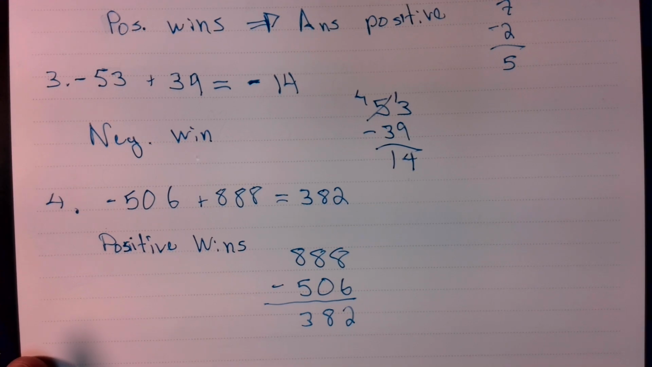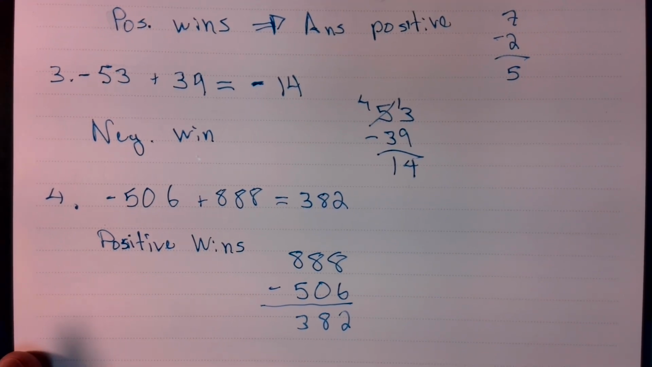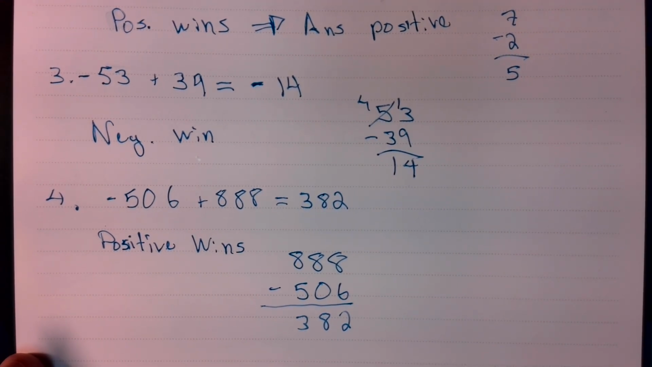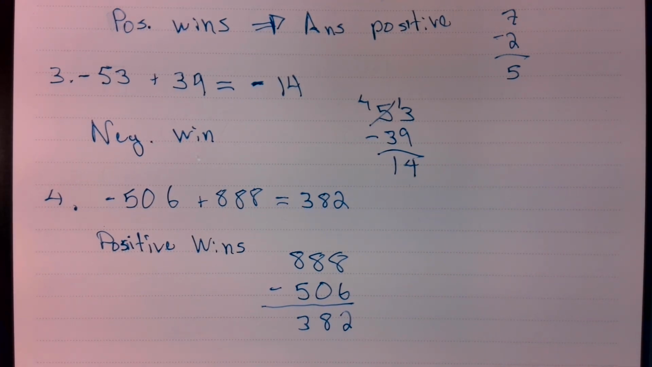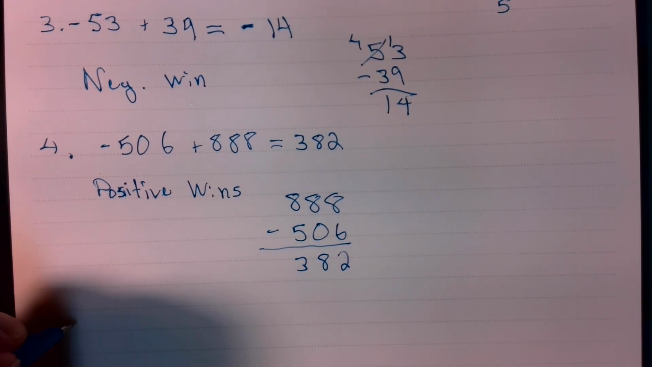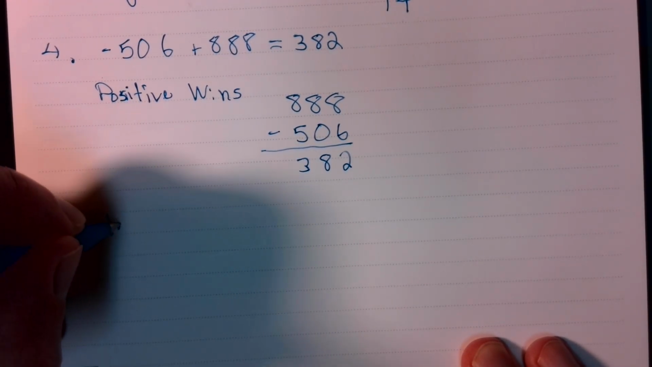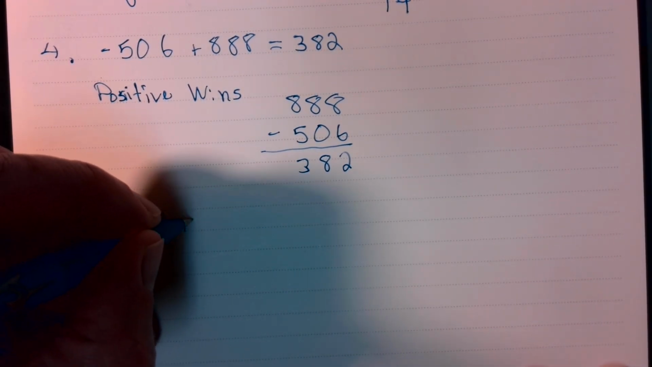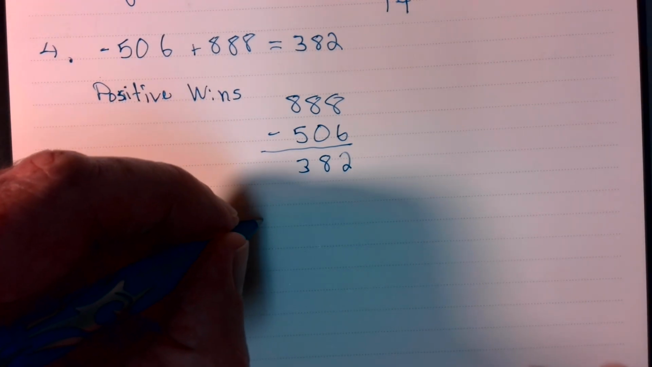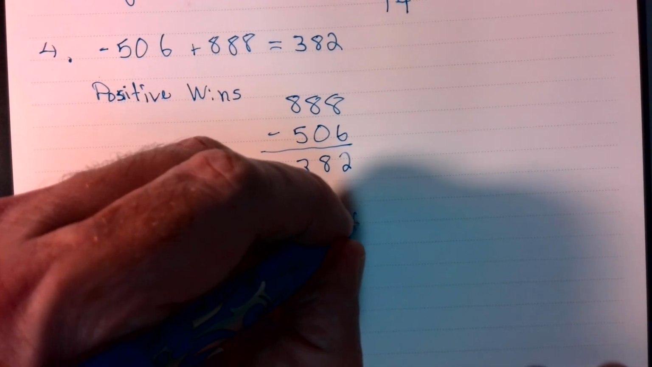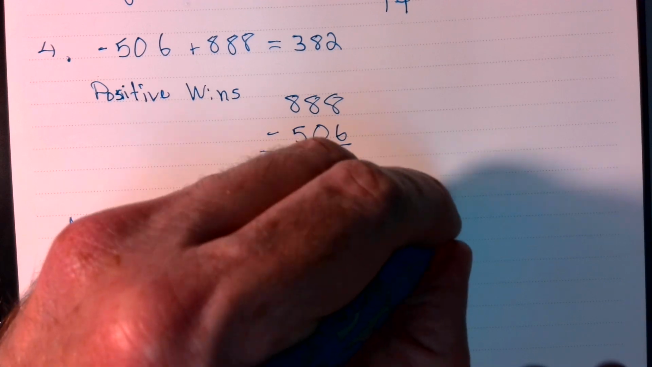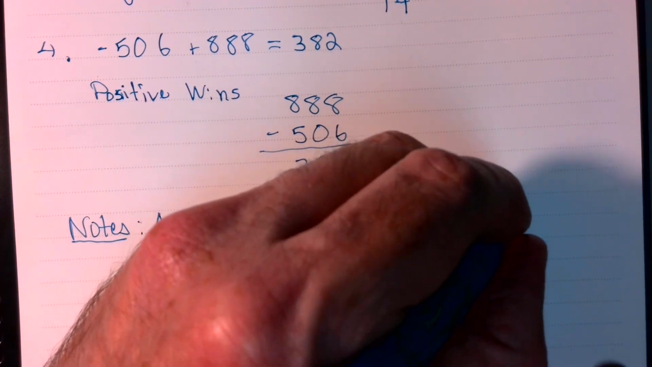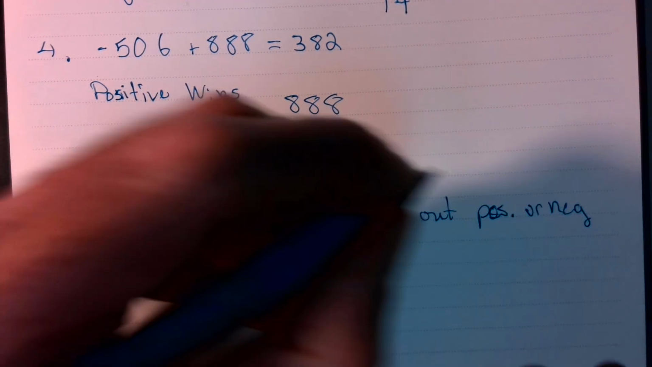Okay, so when you are adding numbers that have different signs, your answer could come out to be positive or it could come out to be negative. It depends on which of the numbers wins. Does the positive win or does the negative win? So we'll do some quick notes here down at the bottom. So the answer could come out positive or negative. It depends.